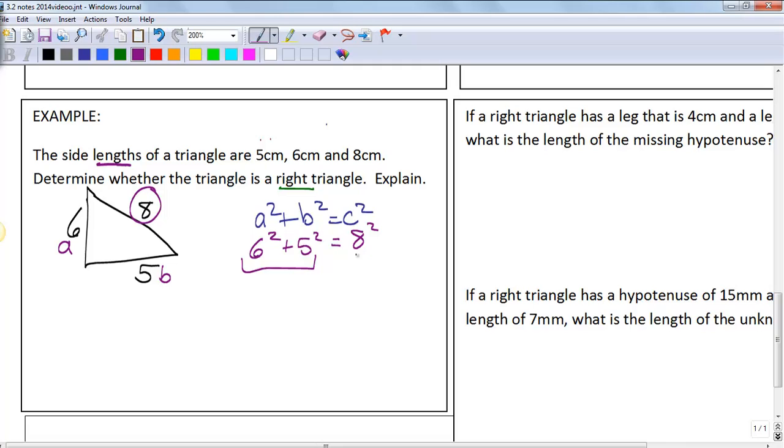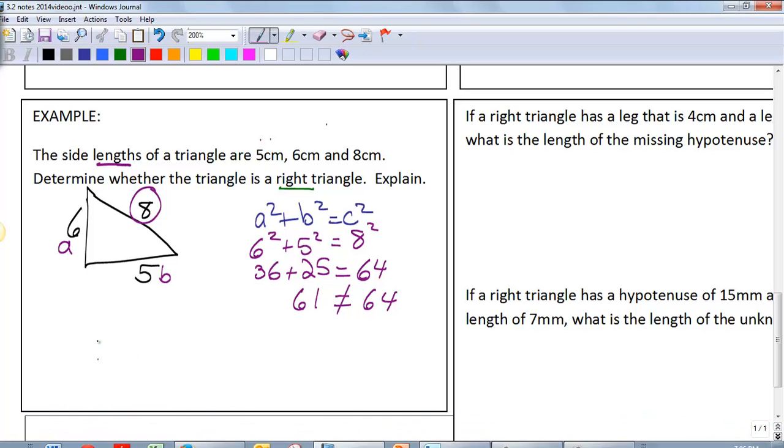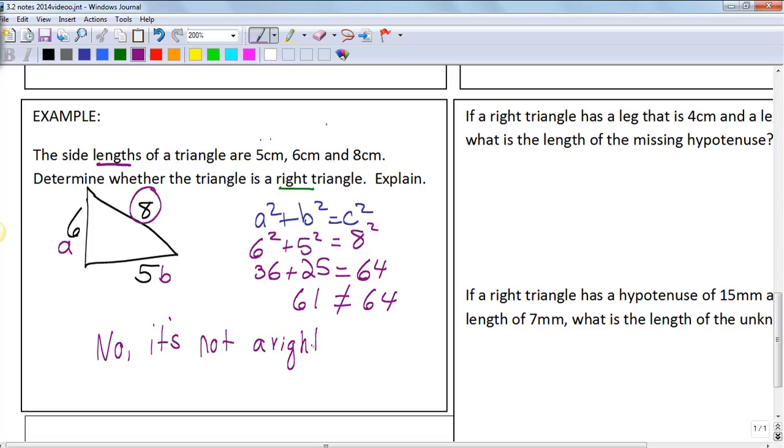So when I add these two together, if it equals 64, 8 times 8, that means that I can put a 90 degrees in there. If not, then I can't. Let's see. 6 times 6 is 36. 5 times 5 is 25. Check this out. 61, not 64. They're not equal. So the answer is, no. It's not a right triangle. Right? And the explain part, you explained in the math. That's great. And maybe it's a scalene, obtuse, right? All those different types of triangles. We just know it's not a right triangle.